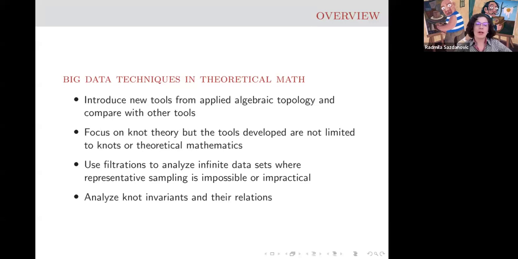In particular, knots provide a data set that's infinite, but we can't reach it, and we actually don't know how to sample it. So if you are interested in data sets where representative sampling is at least impractical, maybe this is a good talk to pay attention to. Again, the focus on knot theory is going to be mostly for analyzing knot invariants and the relations between them, hence the shape of relations.